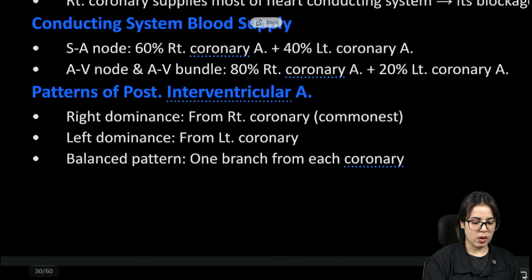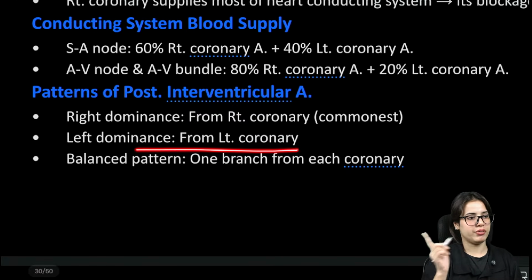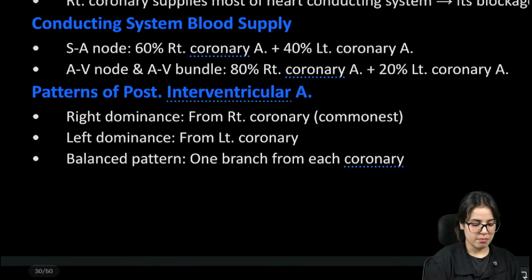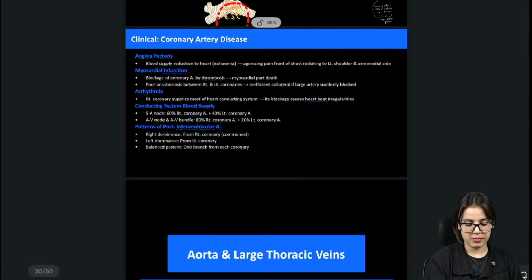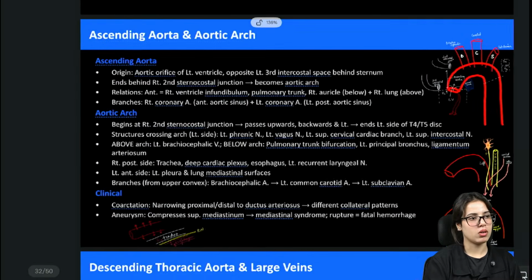We've already done this. How? When we were discussing the posterior interventricular artery, its dominance is towards the right, it's an offshoot of the right coronary artery. So it's usually present, its effect is usually on the right part of the heart. Left dominance has the left coronary artery. Okay, balanced pattern, one branch from each coronary. We know this. Let's come to the aorta, very important.